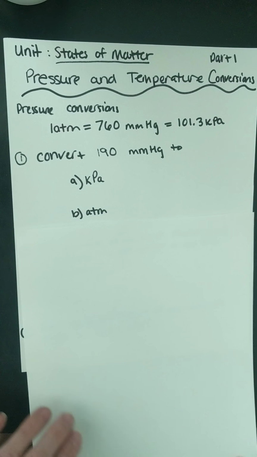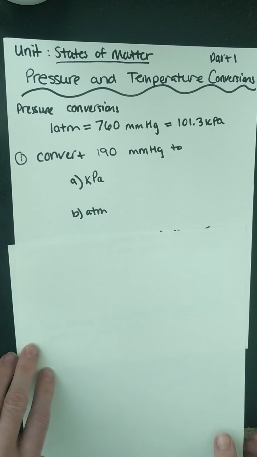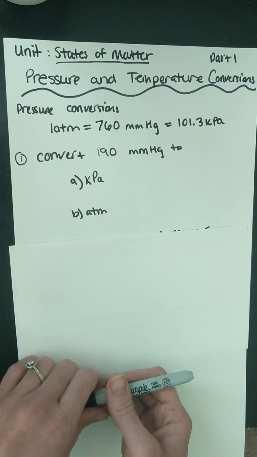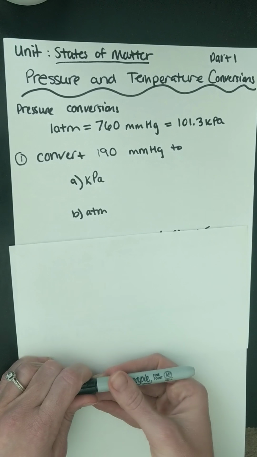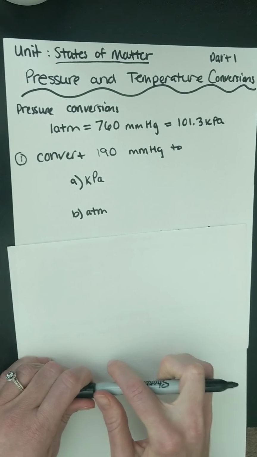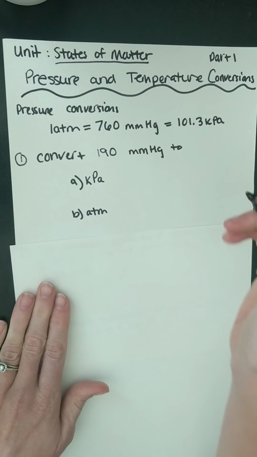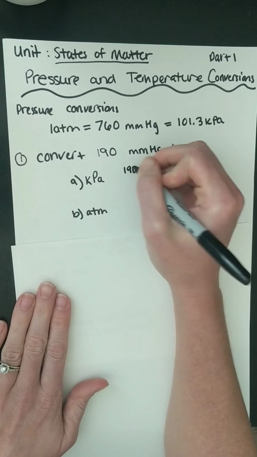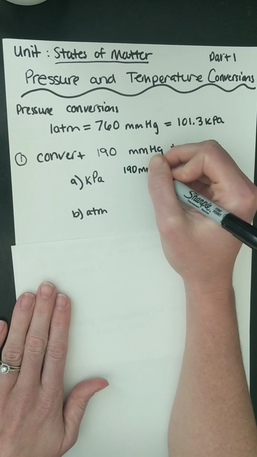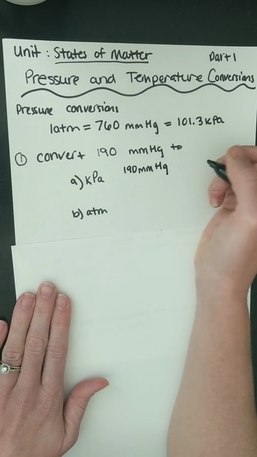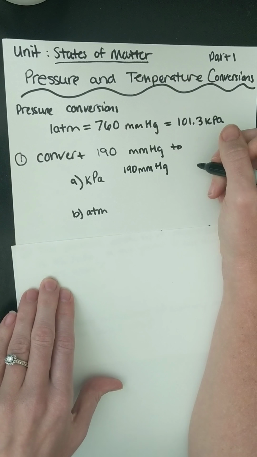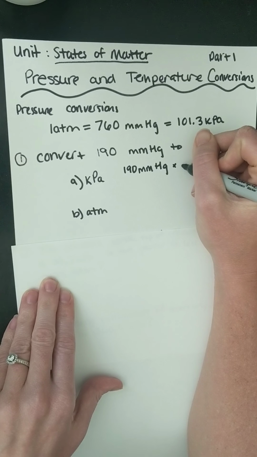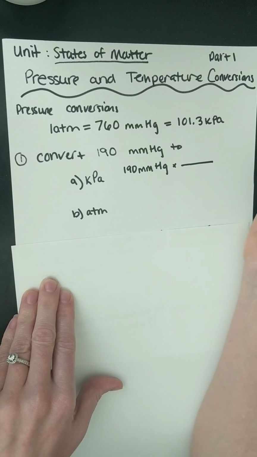So we're going to go ahead and practice our first type of problem. How do we convert 190 millimeters of mercury to kPa? So write down what you first have. I start off with knowing 190 millimeters of mercury. Now we set up an equation to get it to the unit we want.